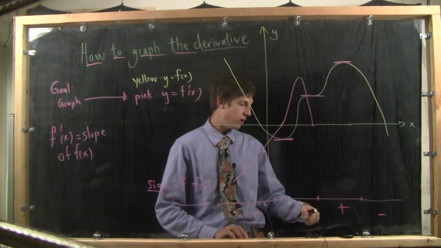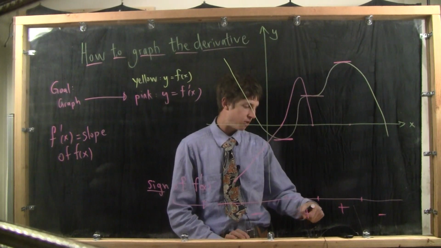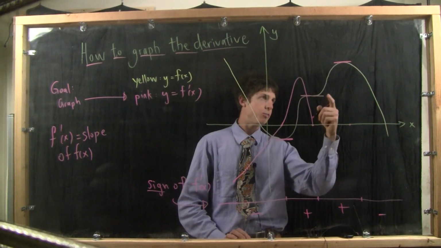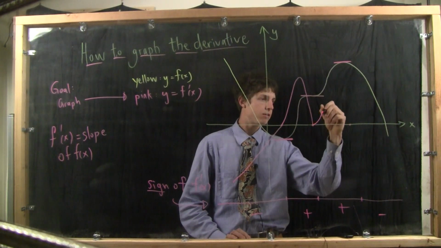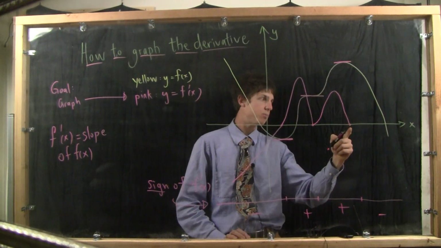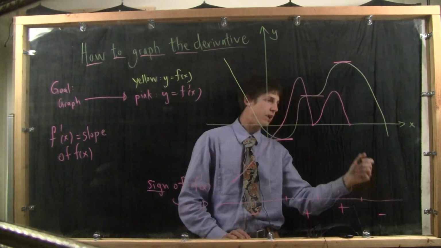But look, we're turning around. So we go from positive to 0 back to positive. So we're going to go up again. The slope's increasing. Back down to 0 at this point, and then after this 0, we're back into negative.